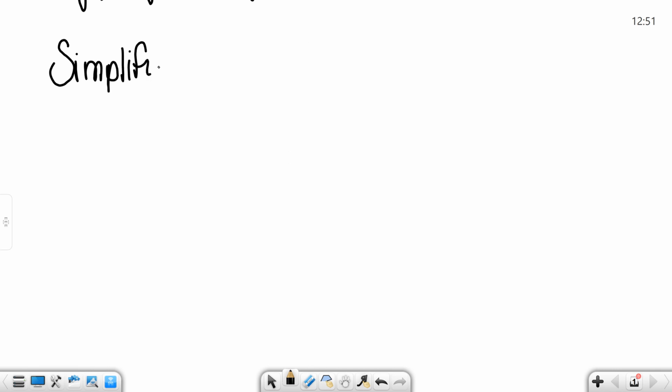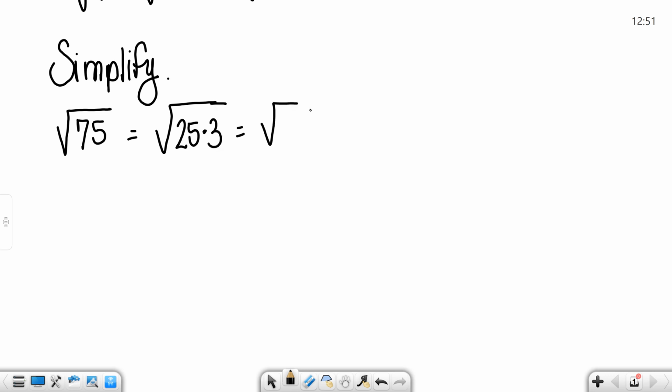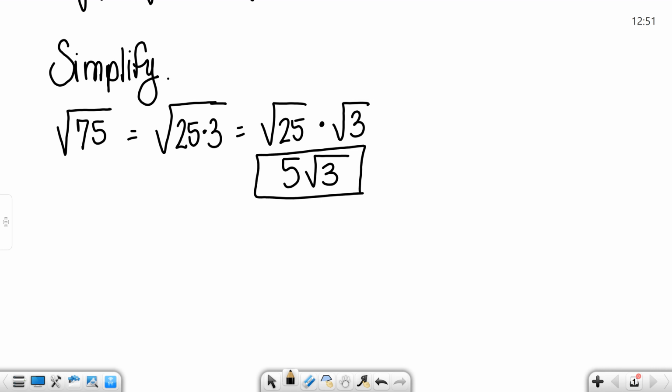So we're going to use that idea to do some simplifying. If I have the square root of 75, I can think of this as going backwards from what we just did. I know that 75 is 25 times 3. So that would be the square root of 25 times the square root of 3. Well, I know the square root of 25 is 5. I cannot do the square root of 3. So this would be my answer. 5 on the square root of 3 is how we say that, or 5 times the square root of 3. Not looking for a decimal answer.